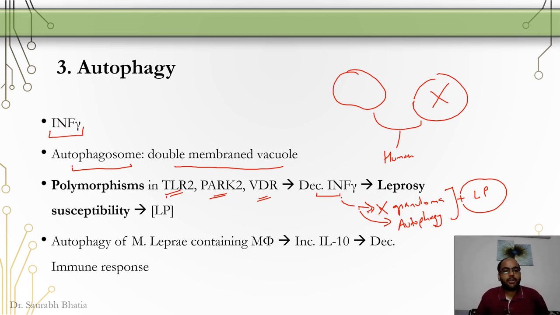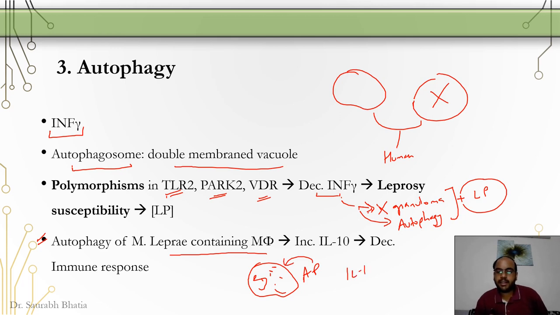Okay. When autophagy of M. leprae containing macrophages occurs, so you have a macrophage and in this you have a lot of M. leprae, it leads to an increase in interleukin-10. And interleukin-10, I've told you before, is an anti-inflammatory cytokine. It leads to decreased immune response and decreased immune response will lead to lepromatous pole of leprosy. Clear? Because the bacilli is not able to be killed by immunity. Let's move forward. So we have discussed Toll-like receptor, NOD-like receptor and autophagy.